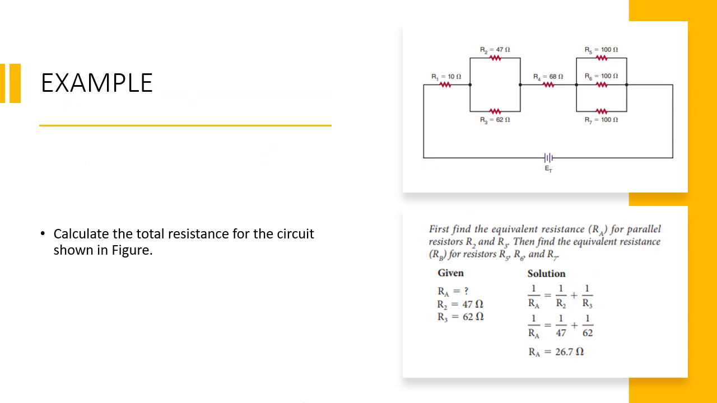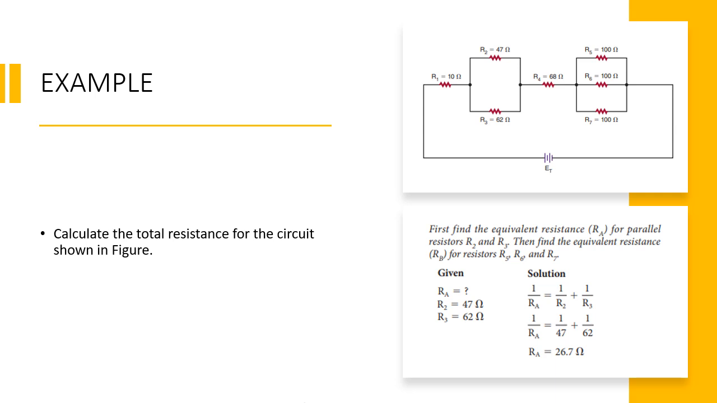Example: calculate the total resistance for the circuit shown in figure. The first step in this example is to identify resistors that are arranged in parallel. There are two parts where the resistors are in parallel. The first one is between R2 and R3, and the second one is between R5, R6, and R7. We need to solve these parallel branches before solving the others.